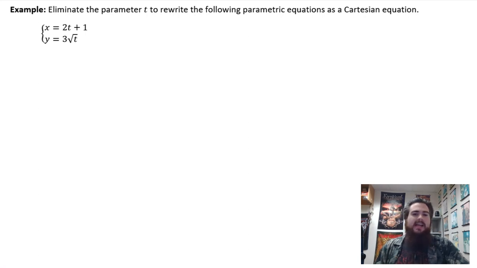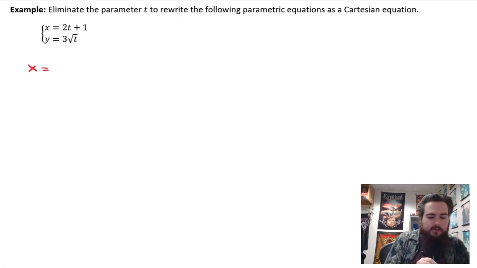We do have x is equal to 2t plus 1, and y is equal to 3 times the square root of t. If we have a set of parametric equations here, and we're trying to get this into Cartesian, we typically do so by isolating t in either of these equations and substituting into the other. For example, I will choose first to take x equals 2t plus 1, and I will try to isolate the variable t.